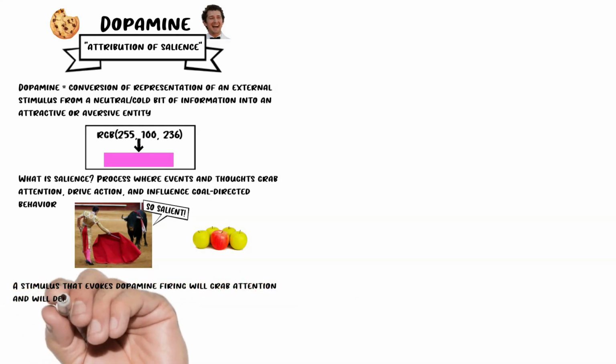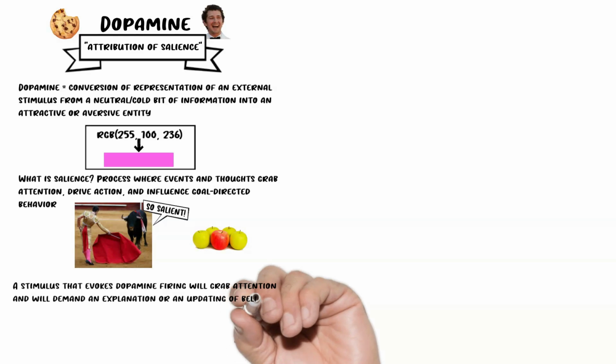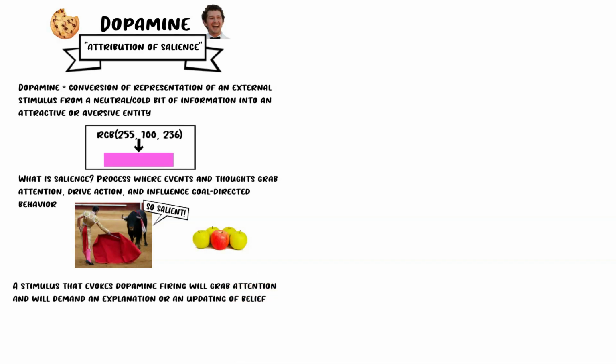In this group of apples, which one is salient to you? So to me, it's the red one. It sticks out. So a stimulus that evokes dopamine is one that has salience, and the dopamine firing will grab your attention, it will drive your action, it will influence your behavior, it will demand an explanation or an updating of a belief.